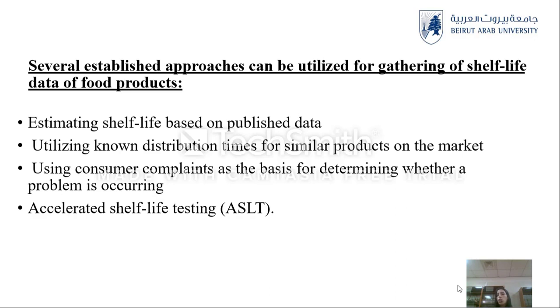So if I take two, let's say, yogurts from different brands, definitely they do not have the same water activity, they do not have the same acidity, they do not have the same packaging materials, and all of these factors can affect the quality and the safety of the food and consequently present a different shelf life. So estimating shelf life based on published data is one of the approaches. We can look at similar products on the market, as I already mentioned, to get an idea about the shelf life. We can use consumer complaints to determine if we have any kind of problem, and we can use the accelerated shelf life testing that I'm going to explain later on.